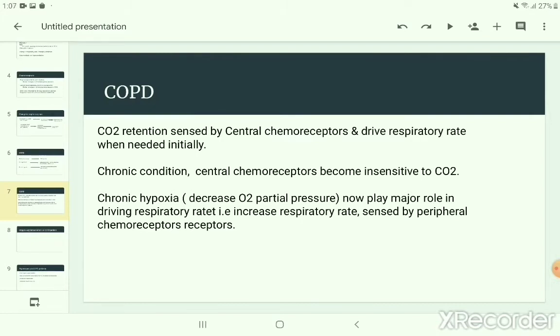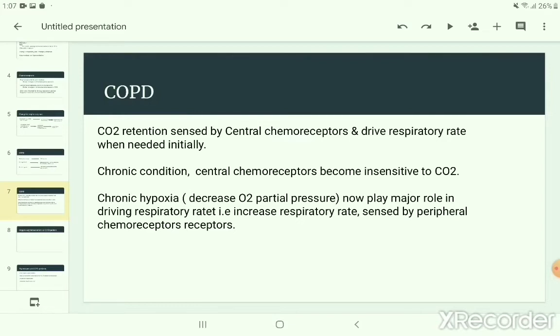But as the disease progresses, and it is a chronic disease, the central chemoreceptors become insensitive to carbon dioxide level. It means that with time, the increase in carbon dioxide level in COPD patients is not properly sensed by the chemoreceptors. We also studied that in COPD patients, there is chronic hypoxia in which the oxygen level usually drops to 60 to 70 millimeters of mercury.